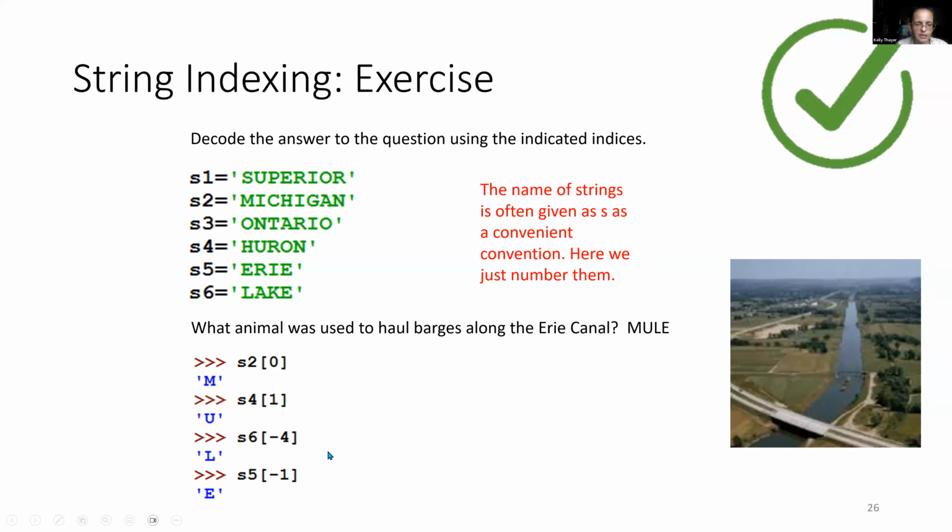Now we also have some examples of the negative indexing. So here we're doing S6 of -4, which gives us L. And S5 of -1 gives us this last E right here. We often give the name of strings as S as a convenient convention. We're just going to number them, but you can, of course, call your strings any valid Python string name that you like.